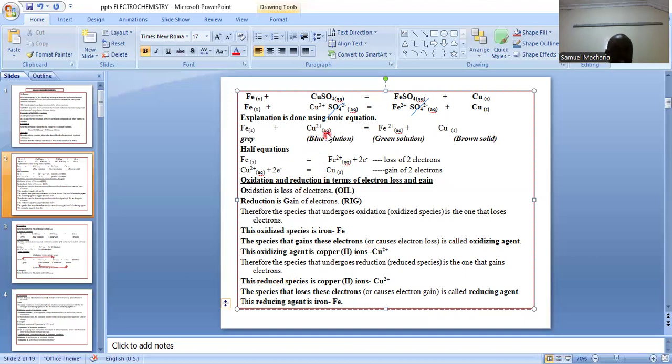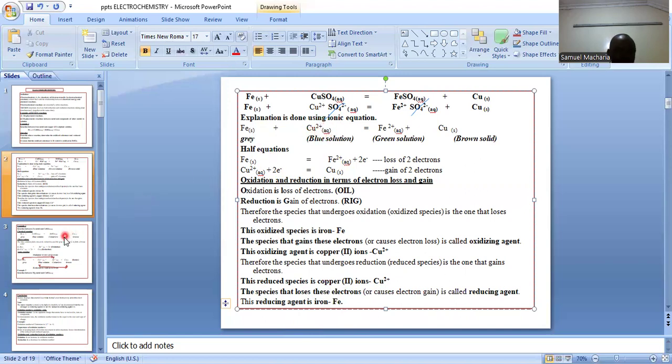We also saw that copper 2 positive is the reduced species, meaning the reducing agent is iron metal. And what does the reducing agent do? This is the species that loses electrons. It is the reducing agent. And therefore the reducing agent is iron because the reduced species is copper 2.